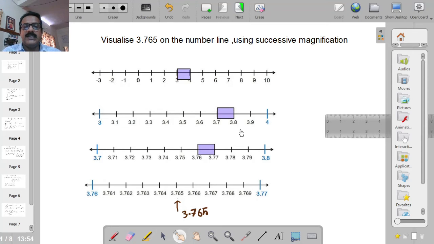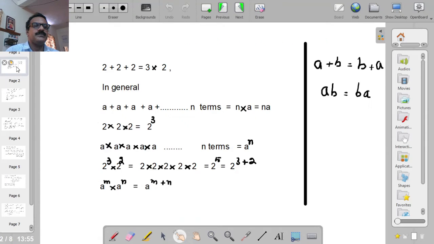Now we will be revisiting some concepts that we studied in the previous class. This is needed for the next module 1.5. See, 2 plus 2 plus 2 is equal to 3 into 2. 2 is added 3 times, that is 3 into 2. It is also equal to 2 into 3 because multiplication is commutative. Multiplication is commutative in the sense that a into b is equal to b into a.